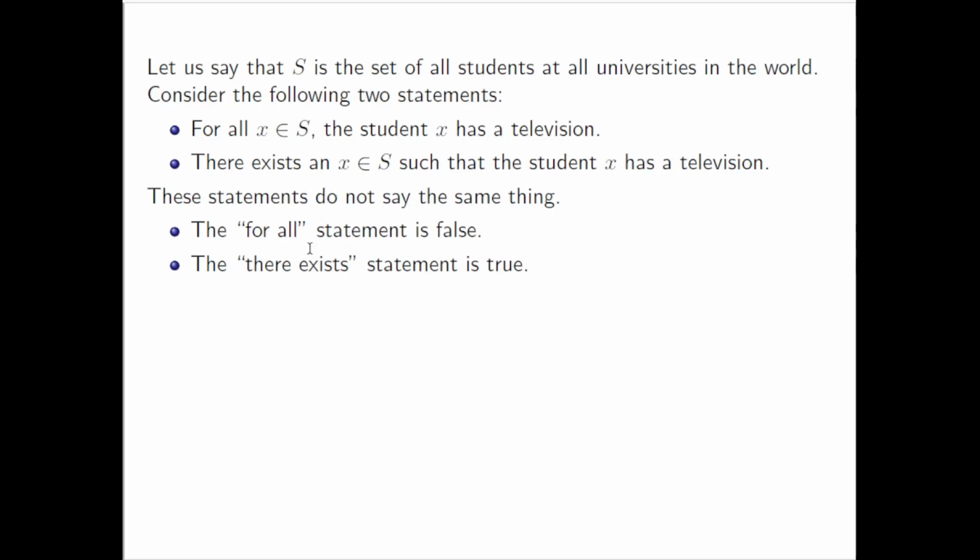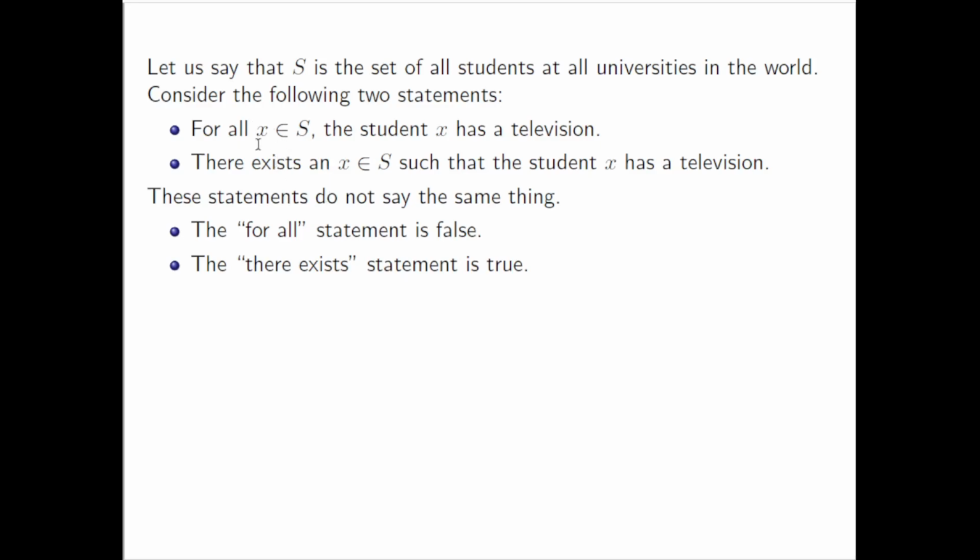It's not conceivable that every student at every university around the world has a TV. I mean, there's probably even some at your own school that don't have a TV. That might even be you. Now, what about the statement there exists a student at a university, right? There exists a university student that has a television. That's got to be true. I mean, it just only needs to happen once, right?